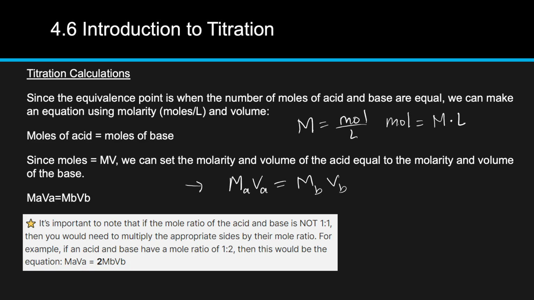Now this is for a 1-to-1 ratio, like what we did in our previous example of hydrochloric acid and sodium hydroxide. We had a 1-to-1 ratio of H+ to OH-. Now if we were to do something like hydrochloric acid, which is 1 H+ ion, and calcium hydroxide, which is 2 OH- ions, that would just mean that we would need to multiply this side by 2 to keep the ratios the same.